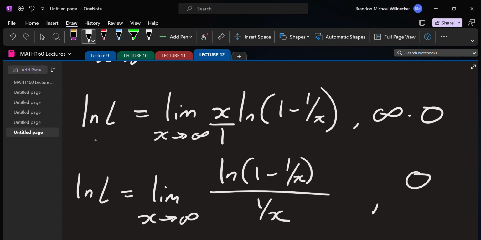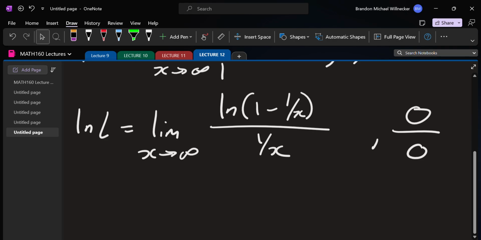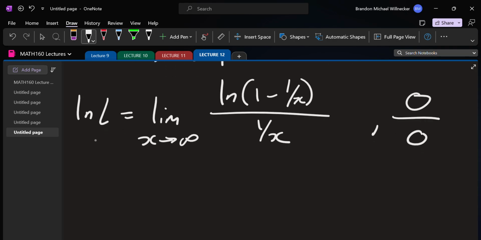In the natural log, we have the 1 over x, that's going to go to 0. The natural log of 1 is 0, so the top is 0. In the bottom, 1 over x. When x goes to infinity, 1 over x goes to 0. Okay, so we have 0 over 0. We can use L'Hopital's rule now.